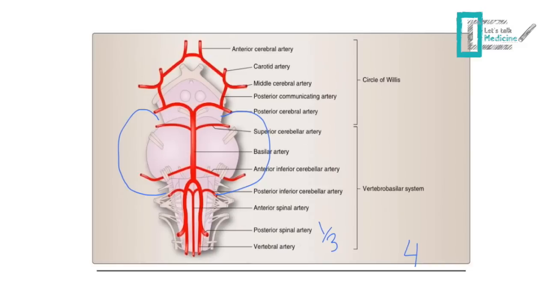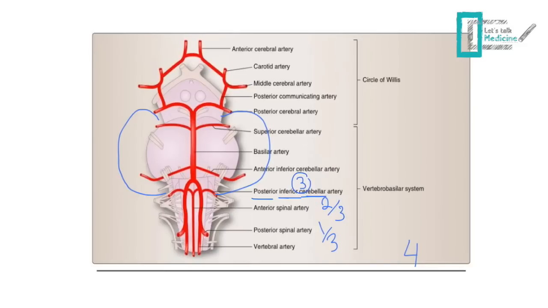So, the anterior spinal artery, as it continues downwards, will actually pass through the anterior median fissure of the spinal cord. And it will supply the anterior 2/3 of the spinal cord. The third branch of the vertebral arteries is called the posterior inferior cerebellar artery.